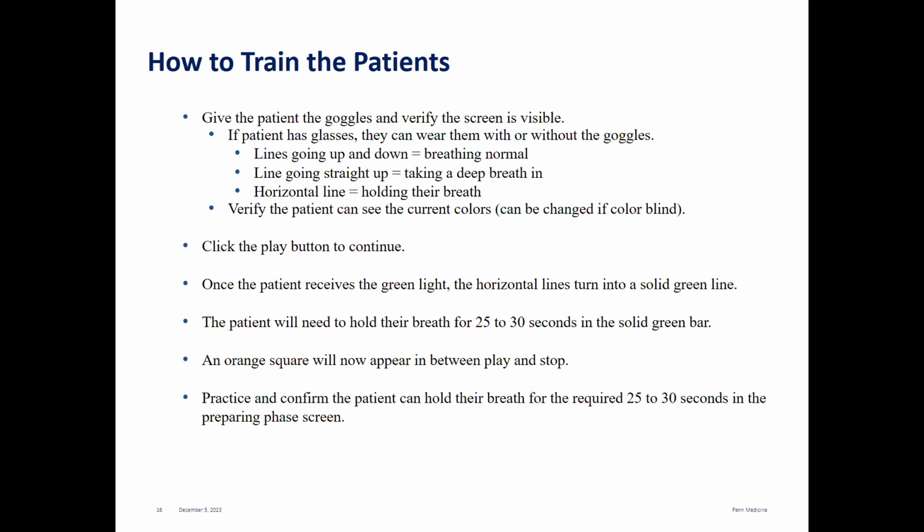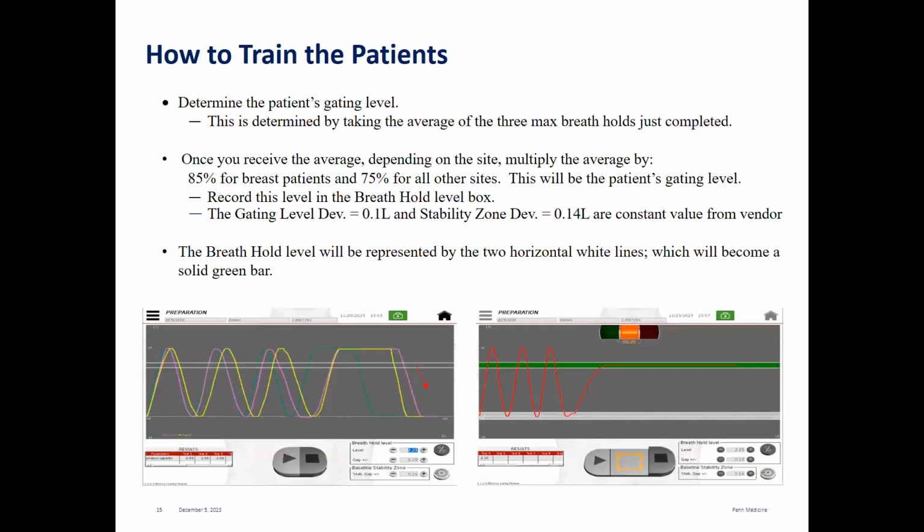That's it. So you want to explain to them that the lines that are going up and down is them breathing normal, and those lines that were going straight up, that was them taking their deep breath in, and the horizontal line is them holding their breath. I can go back to show you. So these lines going up and down is them breathing normal, and then that line going straight up, that's them taking that deep breath in, and this horizontal line is them holding their breath, and then this going down is them breathing normal.